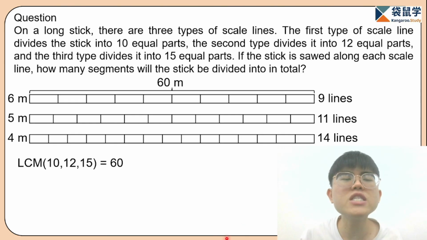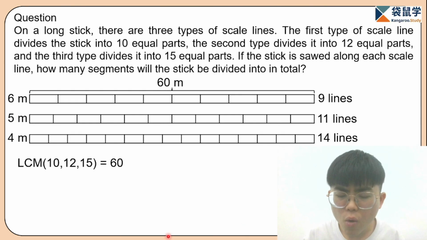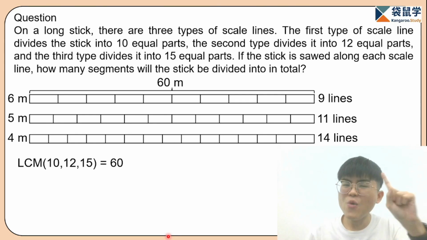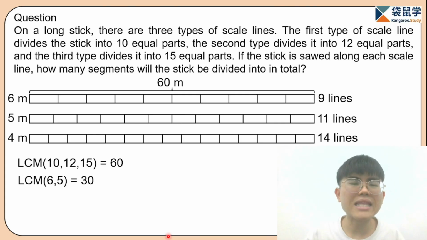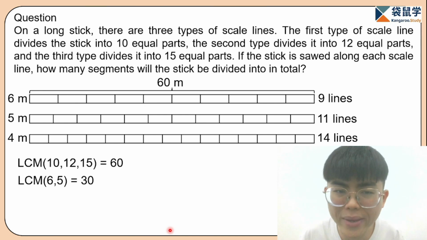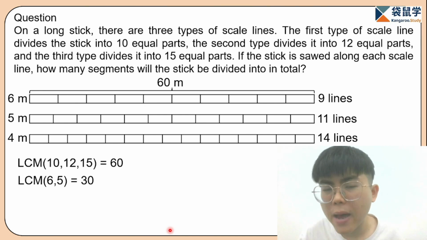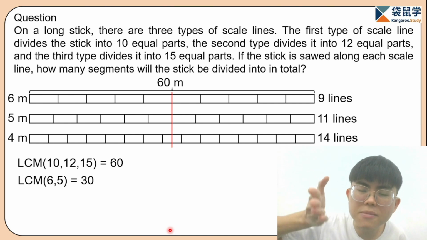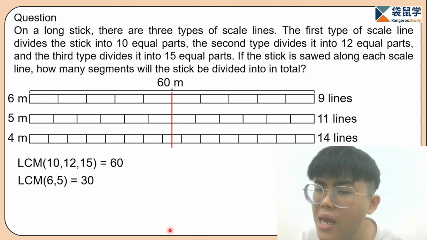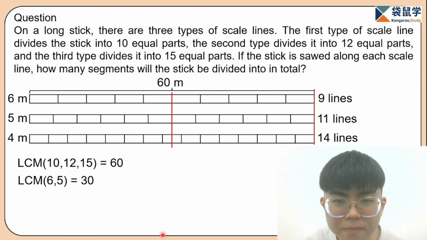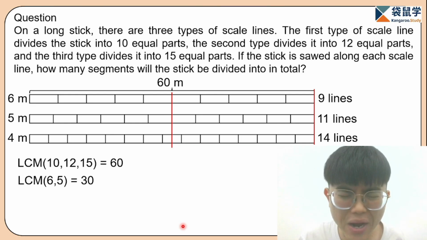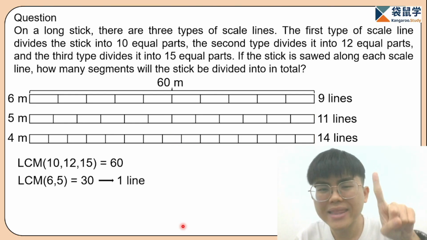For example, we can first find out, for the 6 meter and the 5 meter, what is the overlap? For this, we just have to find the least common multiple between them, right? The least common multiple of 6 and 5 is 30. So how many lines is that? The first one will cut at the 30 meter, and the next one will cut at the 60 meter. Should we count this one? Because this is already at the end of the long stick, it shouldn't be counted, right? So there will be just 1 line.